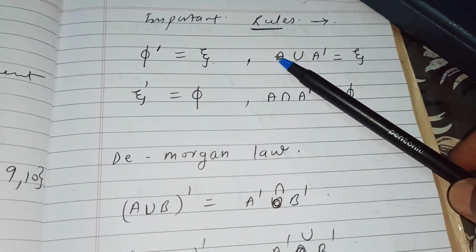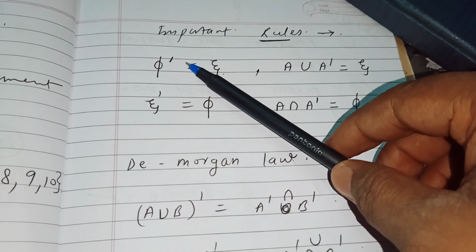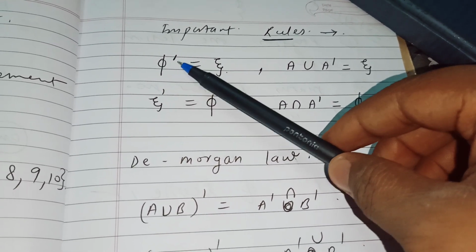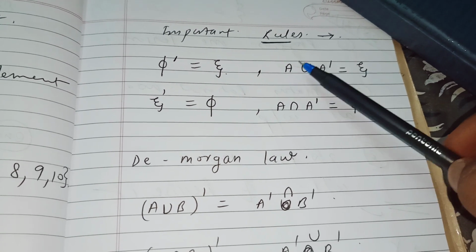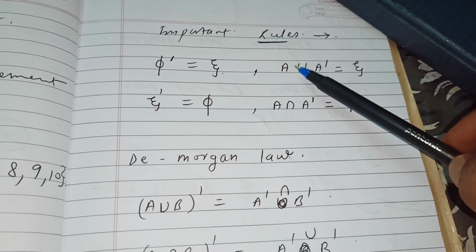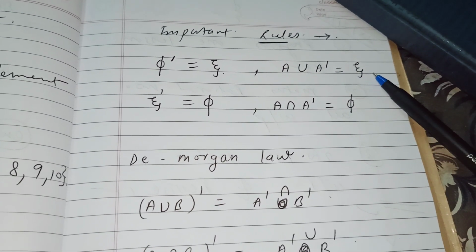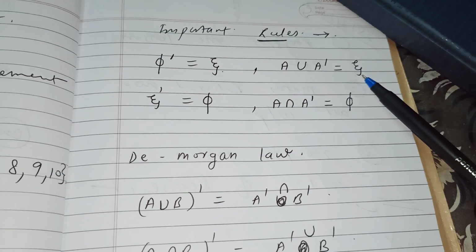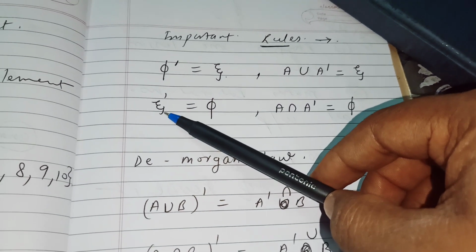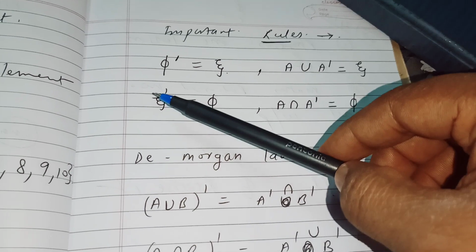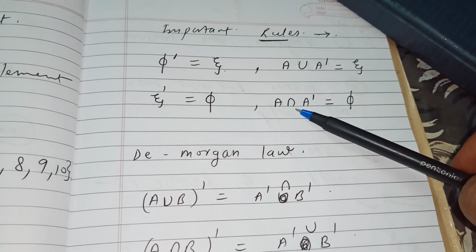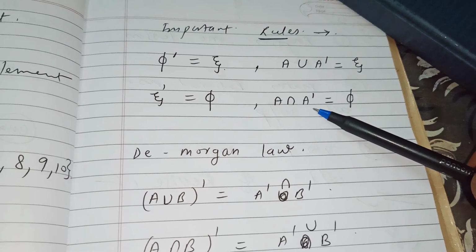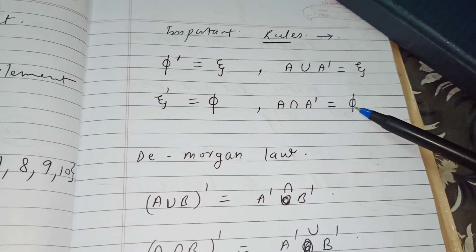Clear or not? And then, there are some important rules. The complement of phi is the universal set. A union A naught is equal to the universal set. The complement of the universal set is equal to phi, and A intersection A naught is equal to phi.